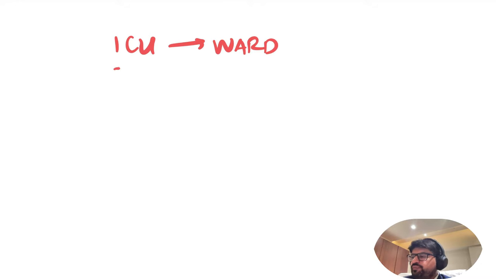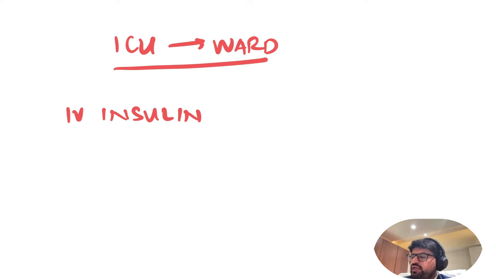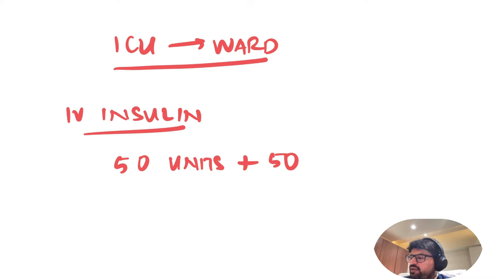In ICU, the patient is on IV insulin, right? IV insulin is given as 50 units of regular insulin plus 50 ml normal saline. This is how the IV insulin regimen is made. That means one ml contains 1 unit of insulin. So what you have to do is take the last 6 hours.